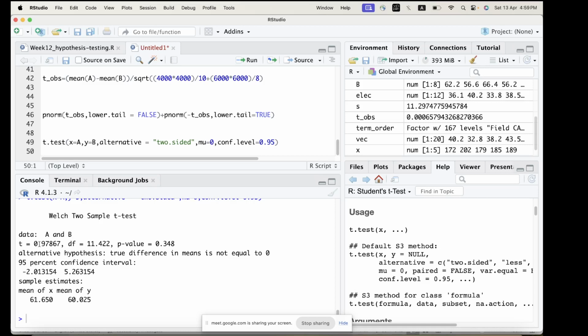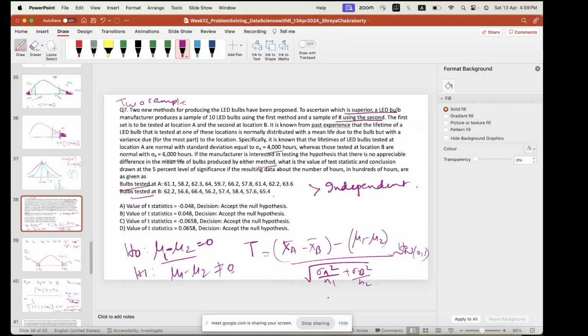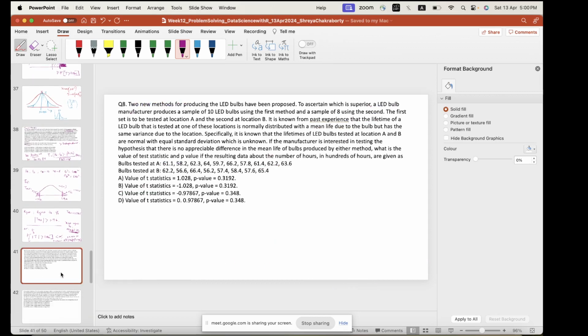Okay, so even though the test is accepting it, this is not equivalent to the z test that I showed, mainly because here we have sigma A and sigma B as known. But if they were not known, we could have done it with a two-sample t-test. Same question has been given here, but here they have not mentioned the standard deviation. They have mentioned equal standard deviation, which is unknown.